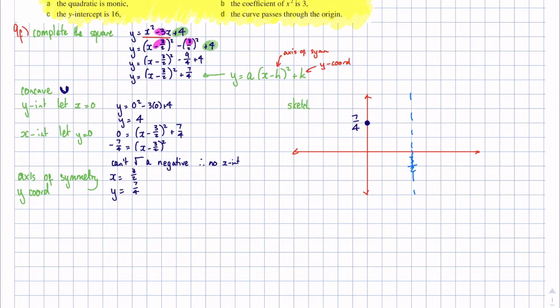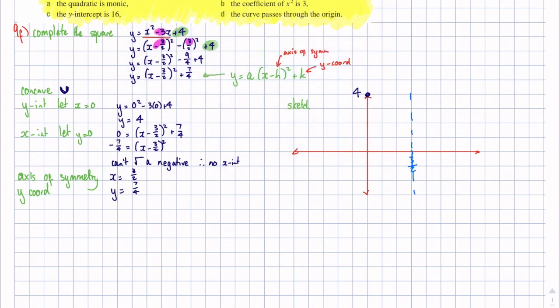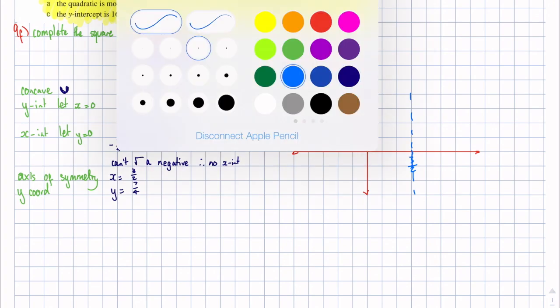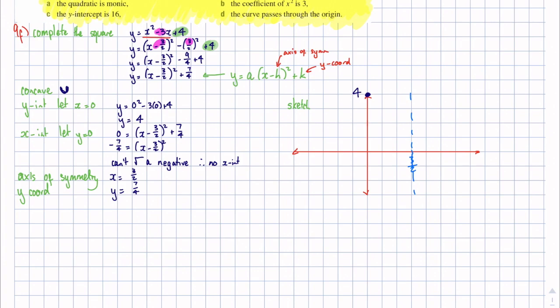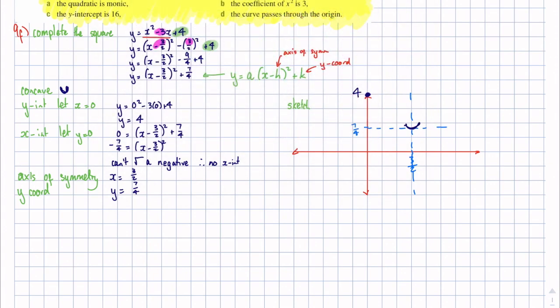Oh, it's not 7 on 4, it's actually just 4. It's going to go through there. The y-coordinate of the vertex is 7 on 4, which is a bit less than 2. So it's going to turn here. That's all I need to know. Yep, that's about what it looks like. And I need to label my axes, y and x.